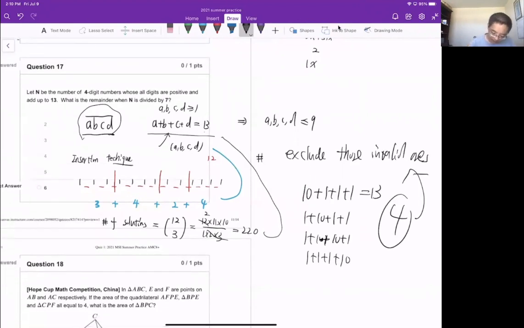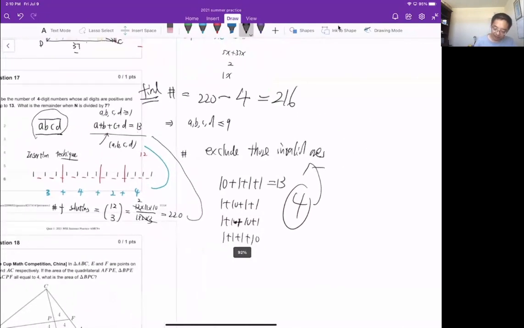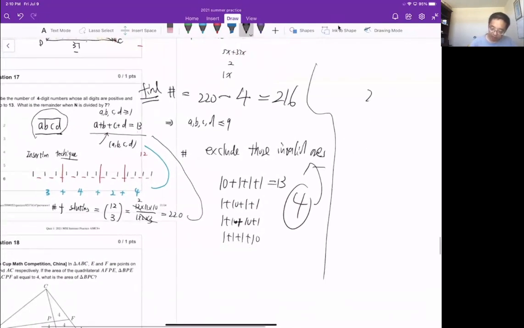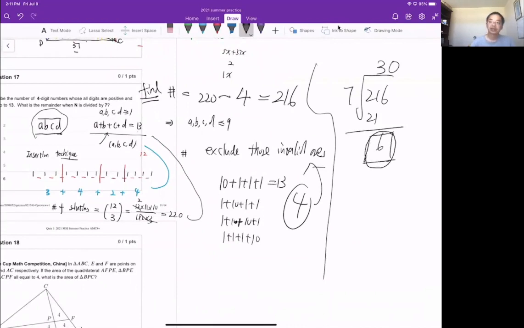And then the final number equals 220 minus these 4 invalid ones, which gives 216. This problem asks for the remainder when this is divided by 7. So it's 3 times 7 is 21, and 6, 0. So we get the remainder is 6.